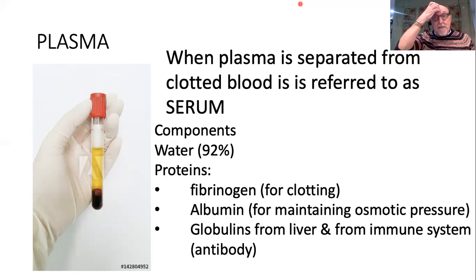So, as I said, if we take a tube and we allow the blood to clot, here is the blood clot. This blood clot would be a mixture of red blood corpuscles and white blood cells, all mixed up in a particular group of proteins that form the clot, the semi-solid, gel-like clot. What is left behind is a serum. That's clear. That's also what we refer to as the plasma when it's flowing through the blood vessels.